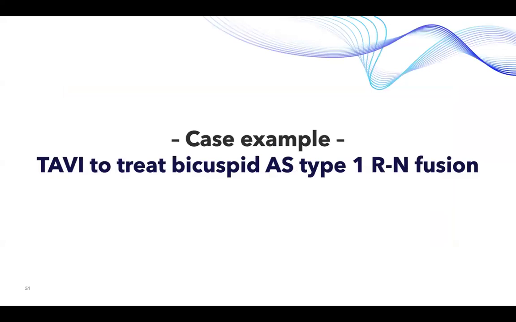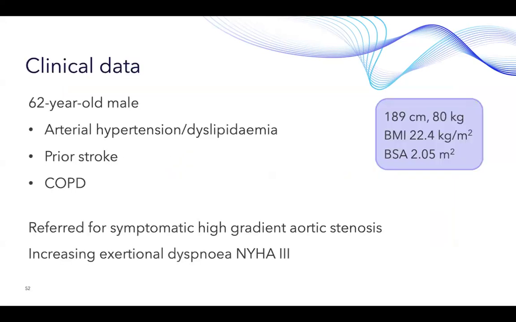So then to finalize with the last 5 minutes, a case example. This is a more challenging case. For example, a type 1 right-non fusion. So it's more challenging because the right and the non commissure is fused. That's typically where our stiff wire sits, in the commissure between the right coronary cusp and the non-coronary cusp. So if this is fused, your wire cannot come to sit there. So it goes typically hand in hand with more procedural challenges.